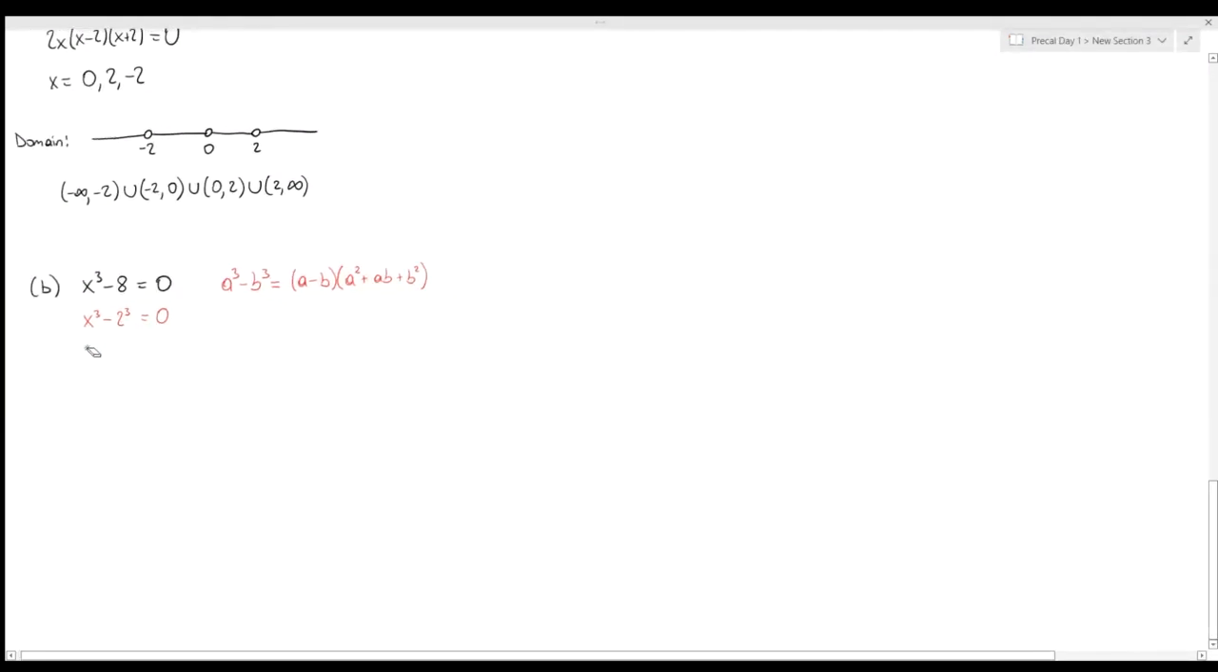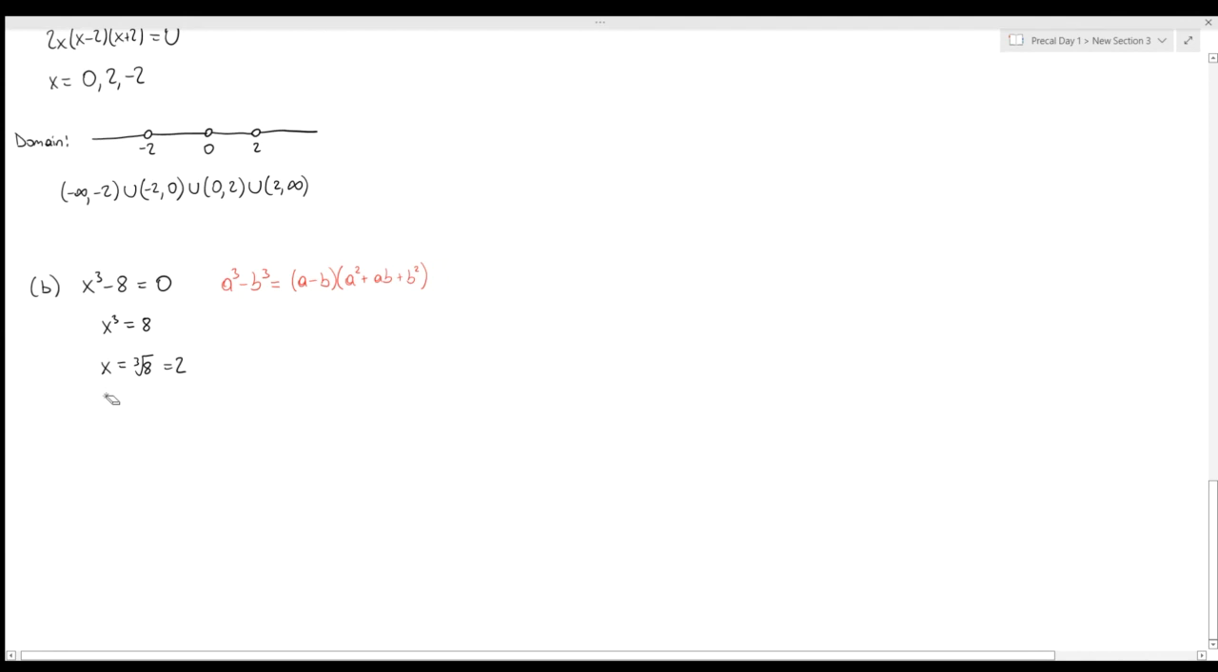Okay, so a would be x and b would be 2. Well, actually, this is kind of silly, isn't it? I guess I wanted to show you guys the difference of cubes formula, but now that I think about it, if you were just solving for x, this might come in handy, so I'll leave it there anyways, but if you just want to solve for x, I guess you should just move the 8 over. And then you can say x would be the cube root of 8, which would just be 2.